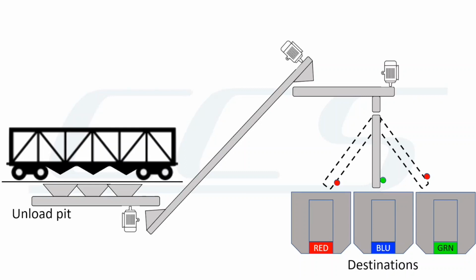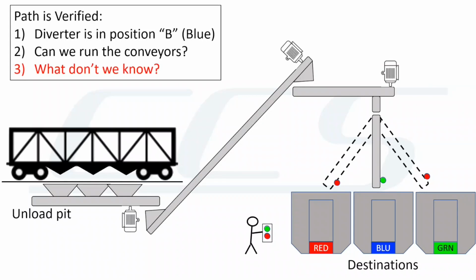So now we've added some path confirmation in the form of limit switches so that we know the diverter position. We also show the motors that power the conveyors that transport the product from railcar to hoppers. We've verified the path. In this case, the path is really simple, and in most systems, there will be more devices involved, but you get the general idea. So here we have the diverter in position to carry the railcar contents to the blue hopper.